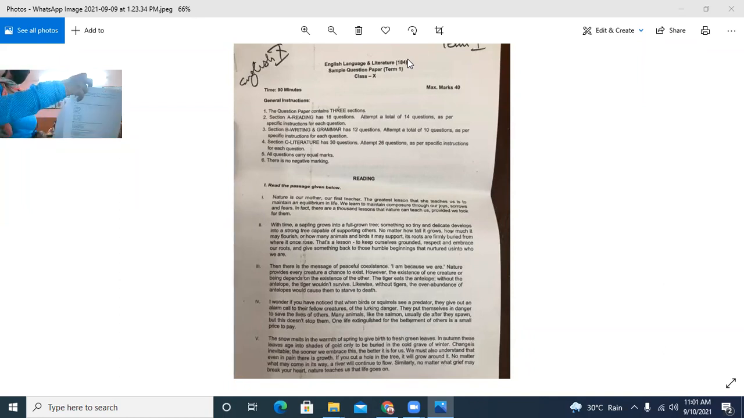Right? So here again, the lesson this passage is teaching us is that life is an ongoing process. We cannot stop nature, because if we stop, life doesn't stop. Next, the last one is, see the next image.